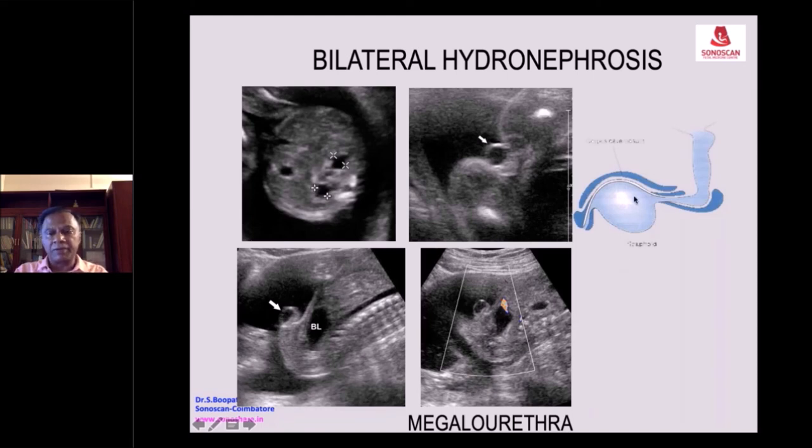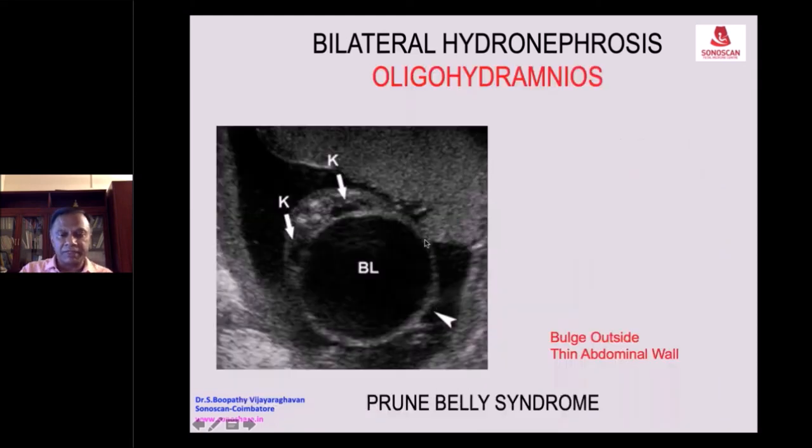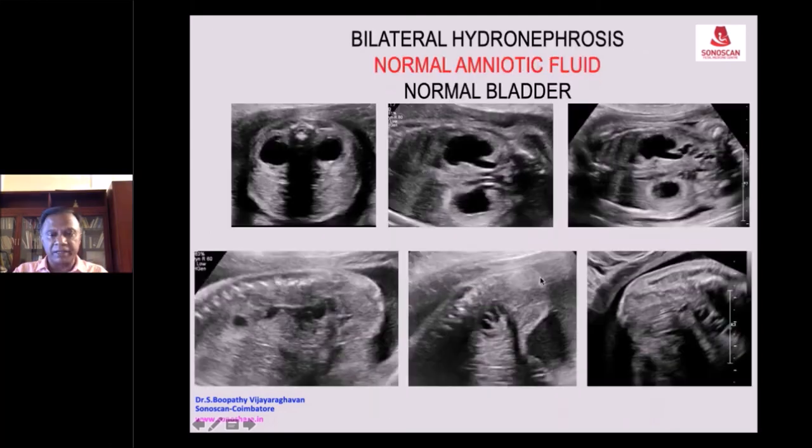Here with the megalourethra, that shows that it is lacking muscles both in the bladder wall as well as the anterior abdominal wall. So that is prune belly syndrome. Here you can see the bulge outside and the thin abdominal wall. You can appreciate it is not good by the abdominal route, so I have done an EVS, an endovaginal scan, which brings out the details better.